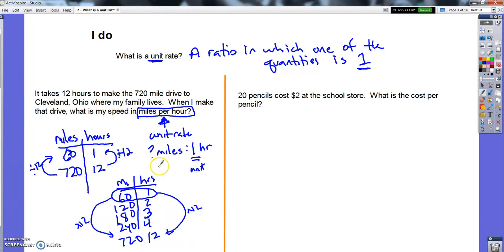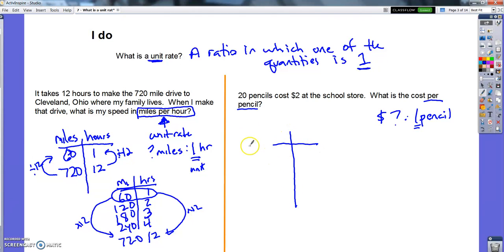So miles per hour is a very common unit rate. Another one is price per item, per whatever. I'm going to go back. We've done this example in lots of mini lessons. 20 pencils cost $2. So the price per pencil, that is saying how many dollars for every one pencil. There's my unit rate. One pencil. All right. And so if I want to find my cost per pencil, well, no problem.